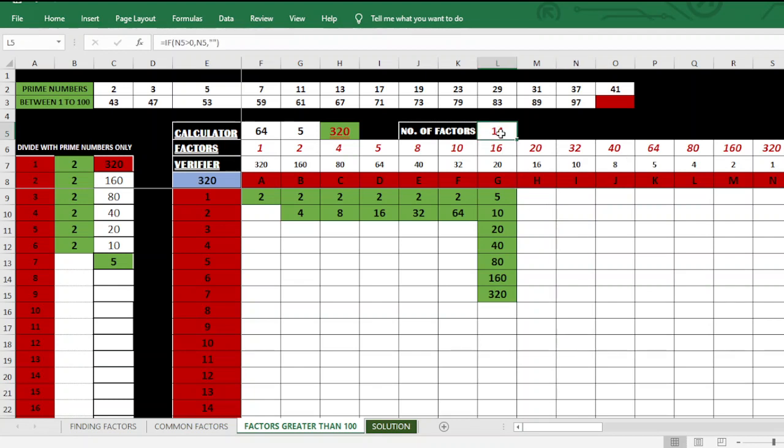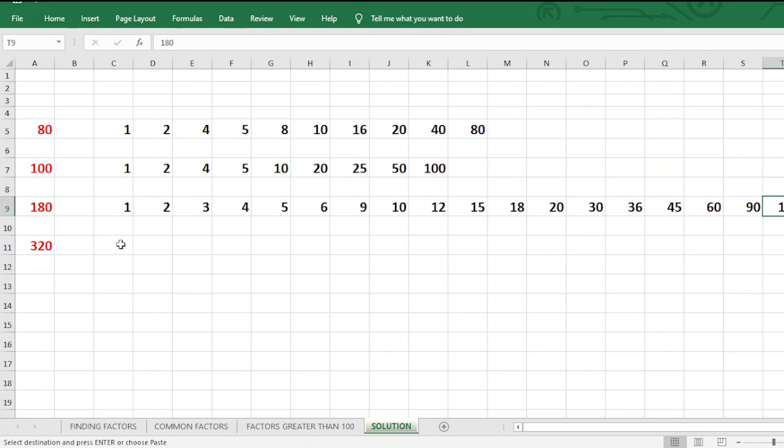So how many factors are we having? 14. And our factors are 1, 2, 4, 5, 8, 10, 16, 20, 32, 40, 64, 80, 160 and 320. For our verifier, we consider all our factors correct. So we copy this and then paste it here.